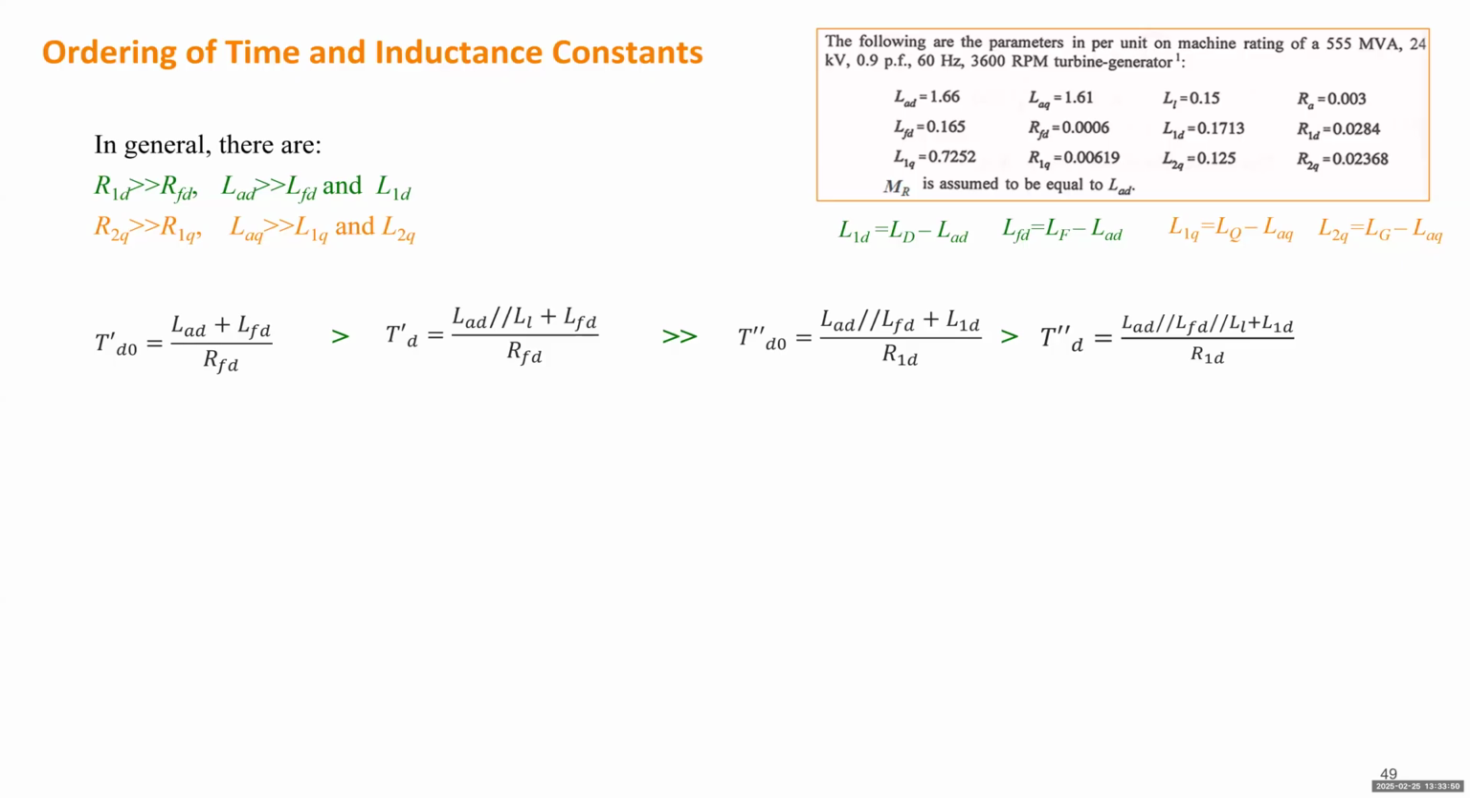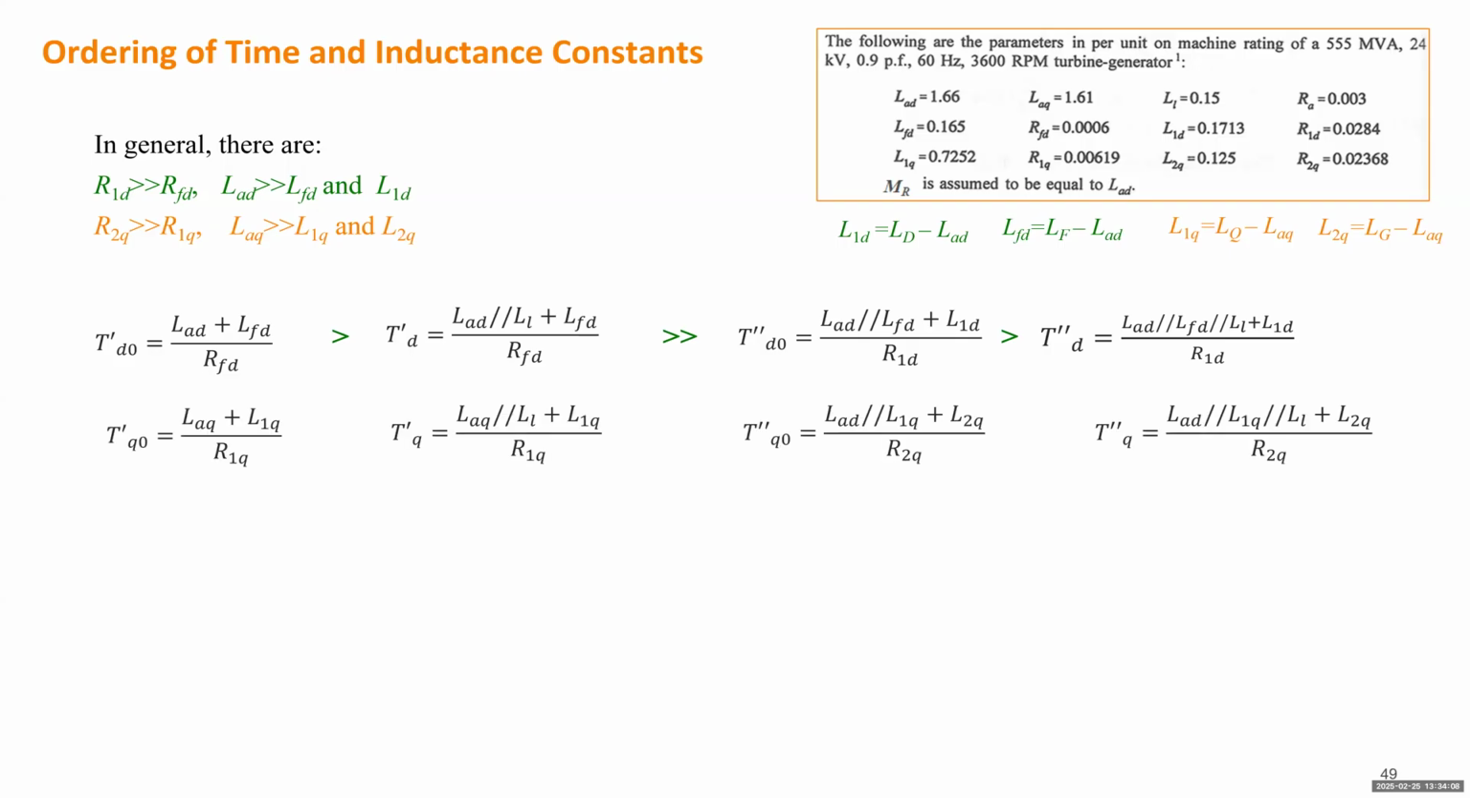And the sub-transient time constant is much smaller. Also, the one with zero will be bigger than the one without zero, because it just adds another parallel inductance, which is the leakage inductance. Everything else is the same. So similarly, you can show the ordering: the time constant with zero is bigger, and the sub-transient time constant will be much smaller.